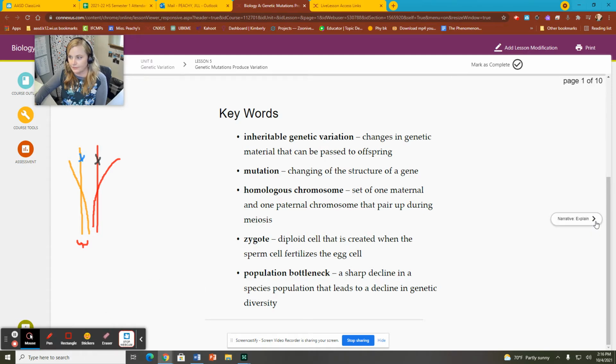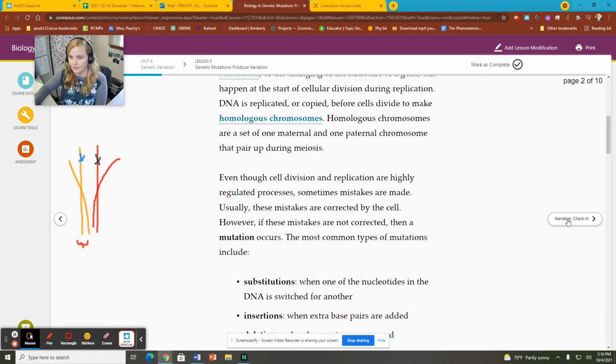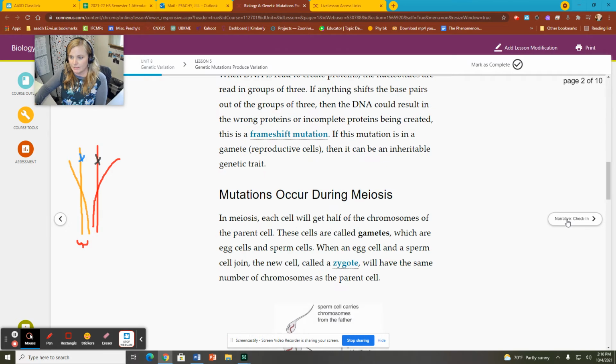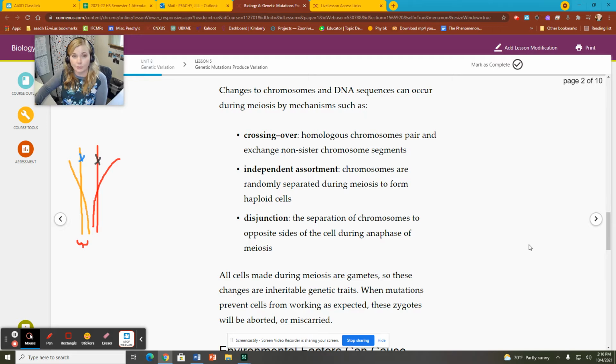You can have crossing over, which happens during prophase 1, the first part of meiosis, meiosis 1. That's where these guys become entangled with each other and start swapping a little bit of information. So a little red ends up over here, a little orange ends up over here. They're still the same genes, it's just that the alleles get swapped a little bit. That's crossing over.